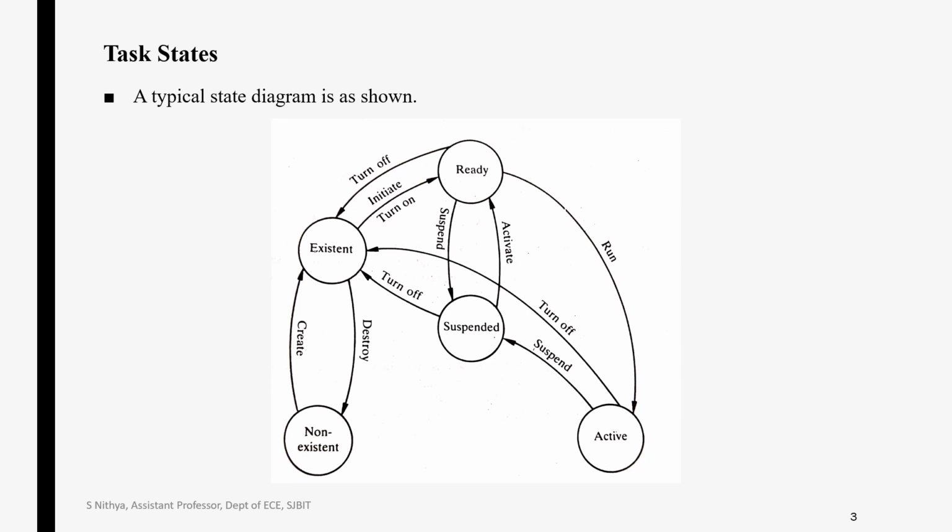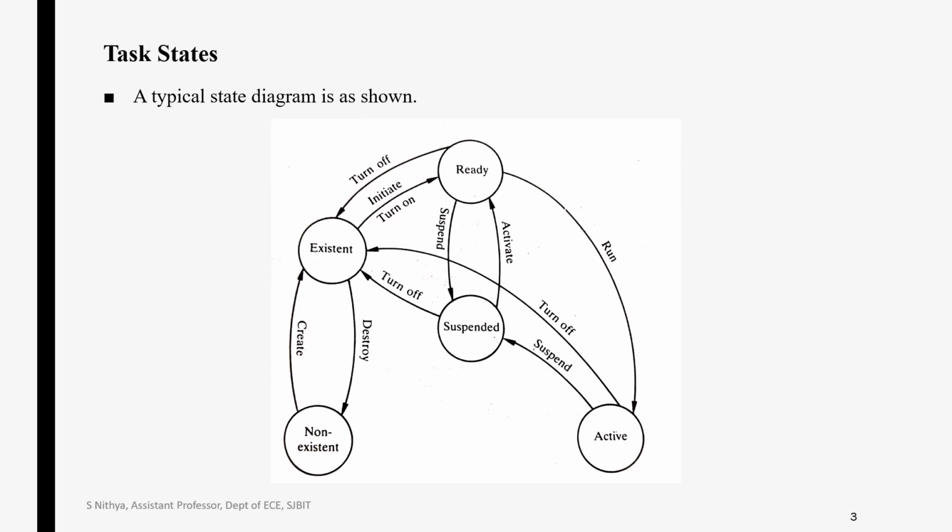This transition is represented as run. From the active state there is a possibility of going to the suspended state, and there is a possibility of going to the existent state. When it transitions from active to suspended, that means the task's execution is completed, or it wants to wait for some other activity to be performed. Then it is turned off and put into the existence queue. Existence means the operating system knows about that task, but no priority is assigned to it. That is an existent task.